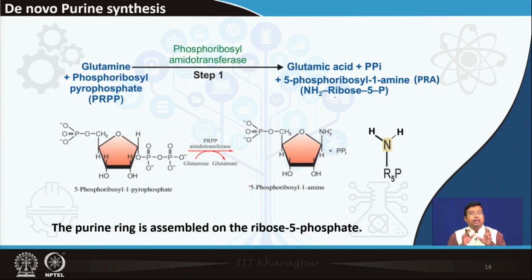The first step is actually combination of glutamine with PRPP to form glutamic acid or glutamate and 5-phosphoribosyl 1-amine or PRA, all right, phosphoribosyl amine, specifically 5-phosphoribosyl 1-amine. So, this is the structure. Over here you see the phosphate group was already present, right, it has already gone out in the form of PPi, this 2-phosphate goes out in the form of PPi and the nitrogen of glutamine gets attached, all right.